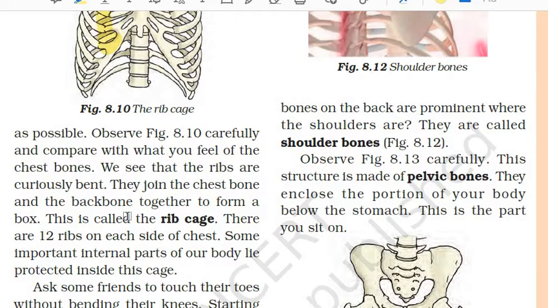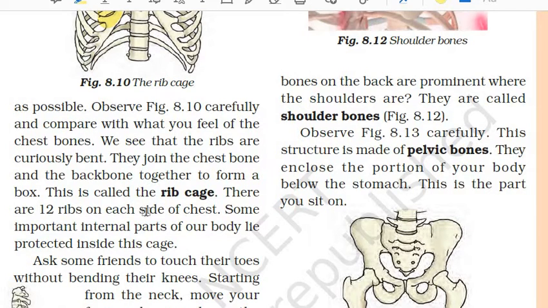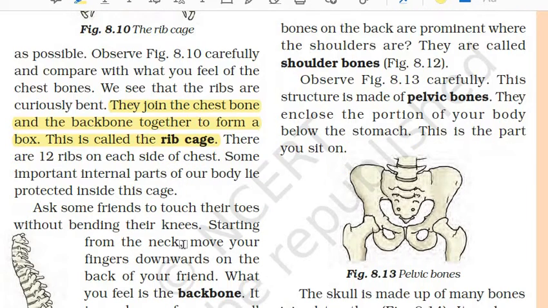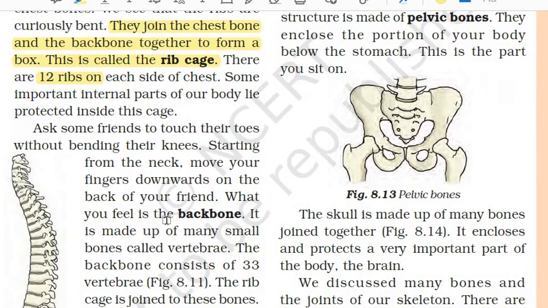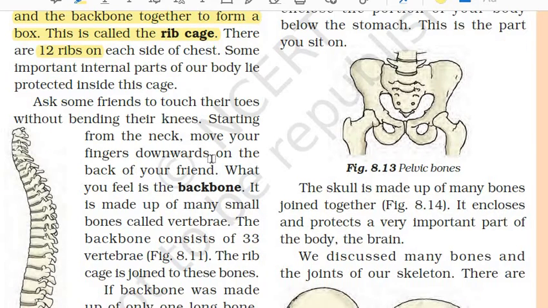They join the chest bone and the backbone together to form a box. This box is called a rib cage, right? So here's the definition of it. You need to underline them. There are 12 ribs on each side of the chest. Some important internal parts of our body lie protected inside this cage, like the heart, isn't it? Ask a friend to touch their toes without bending their knees.